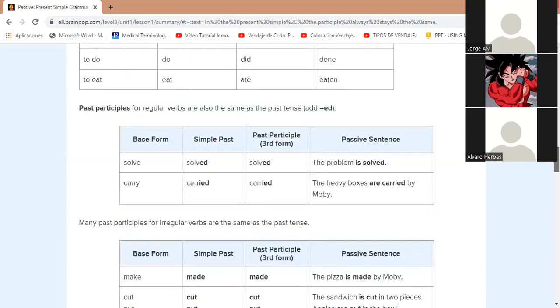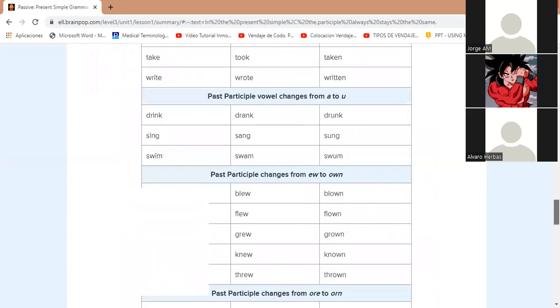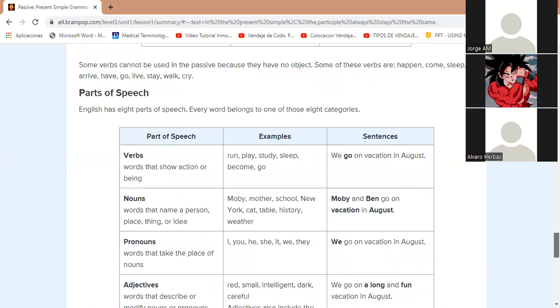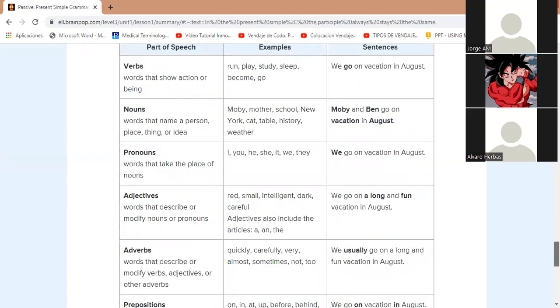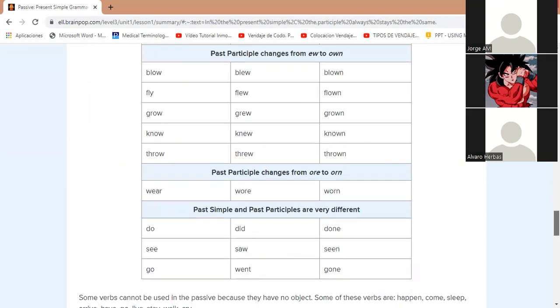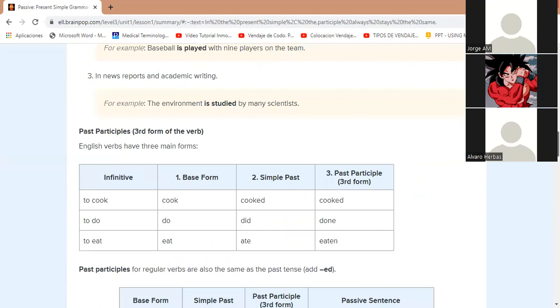So I'll send the link for this chart for you guys. All right. Part of speech, we don't take a look at it. It's going to get confused a little bit. Just up to here, up to the charts. I thought it was a good way to see the chart.